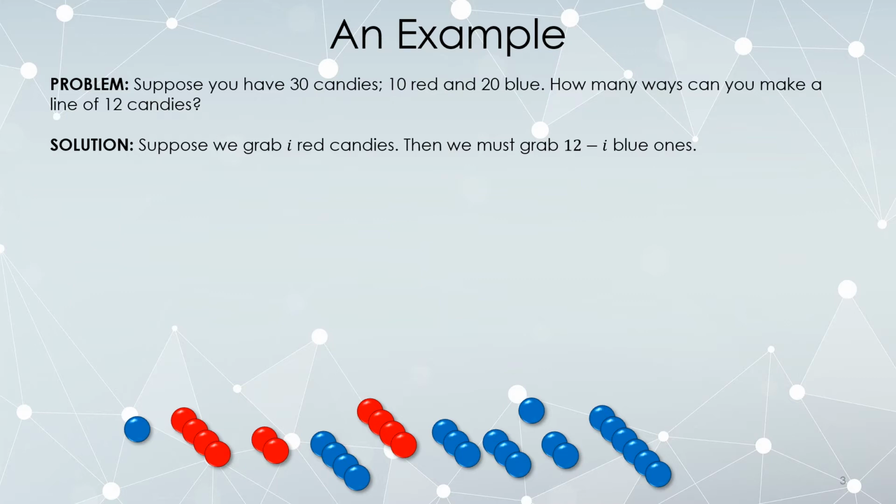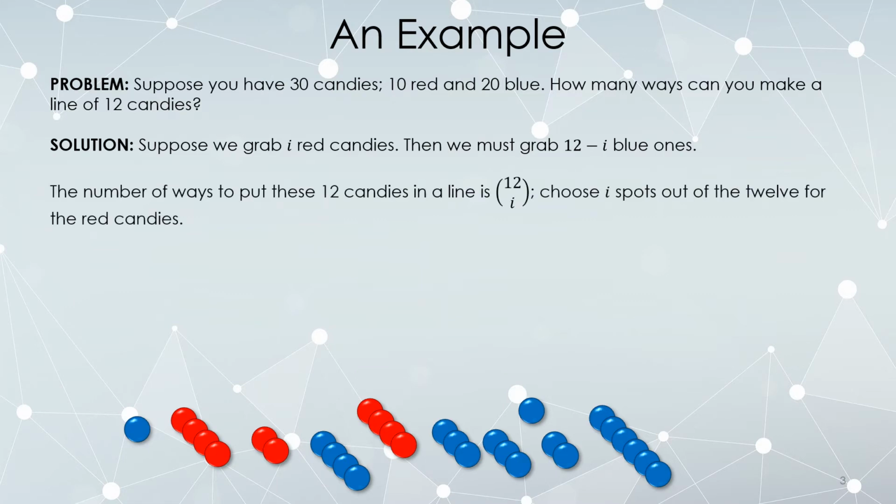Now the reason we're picking red candies rather than blue ones: if I let I be the number of blue candies, I could say I count 12 minus I red ones, but then we'd have to be a little careful because if 12 minus I is the number of red candies, that can't be larger than 10, and we'd have to put restrictions on how many blue candies we grab. By counting I as the red candies, it's going to be a little more straightforward. We simply say 12 minus I blue ones, and since there's 20 blue ones to pick from, I don't have to be too careful about this.